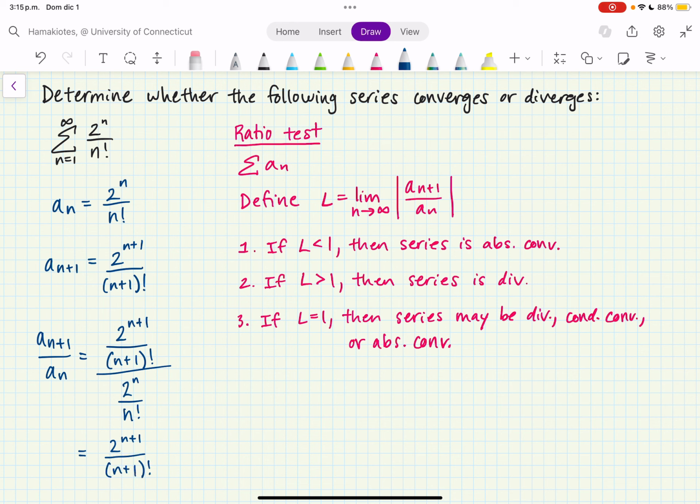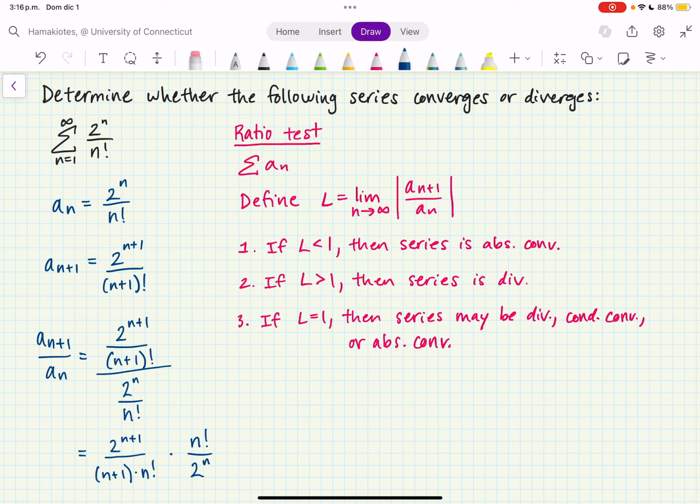times n factorial over 2 to the n. And I'm actually going to rewrite n plus 1 factorial as n plus 1 times n factorial, because n plus 1 factorial is just equal to n plus 1 times n times n minus 1, and so on up until 1. And so this part is equal to n factorial. So this is the same as n plus 1 times n factorial. So I've rewritten that part, but we're not done yet. It's this times n factorial over 2 to the n.